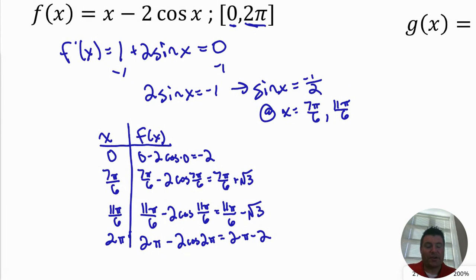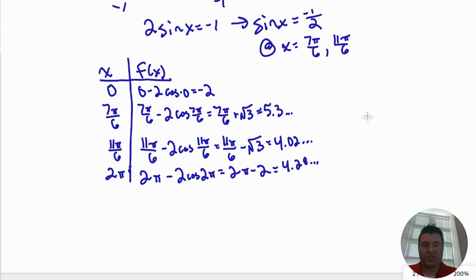I just checked, and these values are not pretty. So this would be a question where we would have access to some type of calculator. I'm going to help you out here. I type 7 pi over 6 into the original function and get 7 pi over 6 plus root 3, which is approximately 5.3 something. Plugging in 11 pi over 6, it's about 4.02 something. And 2 pi minus 2 is a little easier: 3.14-ish times 2 minus 2, which ends up being about 4.28.